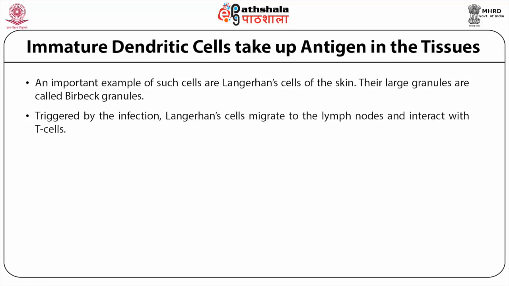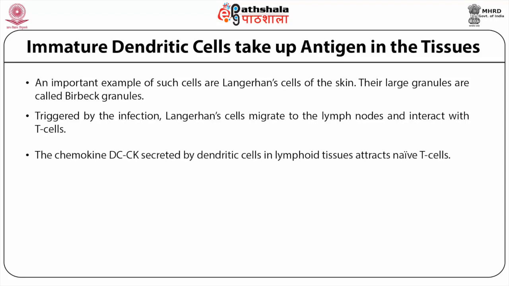Triggered by the infection, Langerhans cells migrate to the lymph nodes and interact with T cells. Maturation of dendritic cells like Langerhans cells consists of their becoming efficient APCs for T cells. Their presence at body surface complements innate immunity as part of the first barrier. The chemokine DCCK secreted by dendritic cells in lymphoid tissues attracts naive T cells.